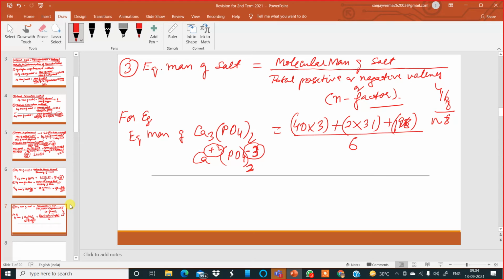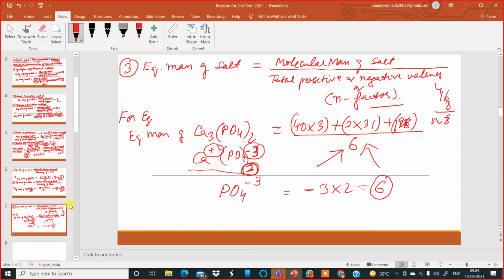So why did you take 6? The PO4 valency is how much? Valency is minus 3, right? And in the formula, how many phosphate ions are there? 2. That is why minus 3 into 2. Without the symbol, don't take the minus sign. It is coming 6, isn't it? Are you getting it? This is a trick. I'm not going to explain this in detail, but this is the trick I'm telling you. This 6 is called the n factor.